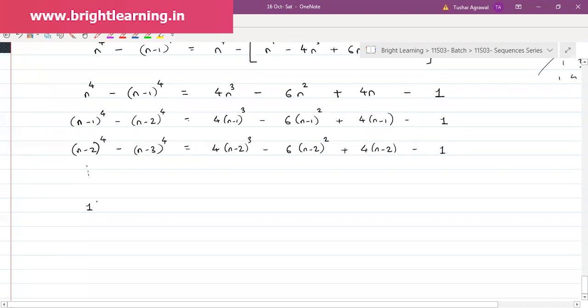So on, lastly 1 raised to 4 minus 0 raised to 4 will be equal to 4 times 1 cube minus 6 times 1 square plus 4 times 1 minus 1. Okay, this was the identity that I was using.